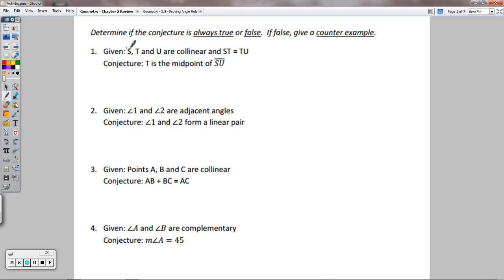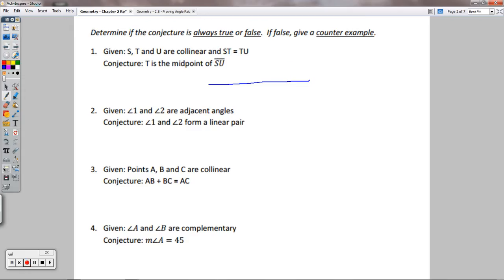So, example 1 or number 1, we're trying to determine if the conjecture is always true or false. And if it is false, we need to provide a counterexample. So let's say we are given this. S, T, and U are collinear, and ST equals TU. So our conjecture is that T then has to be the midpoint of segment SU. If they are collinear, I know they lie on the same line.